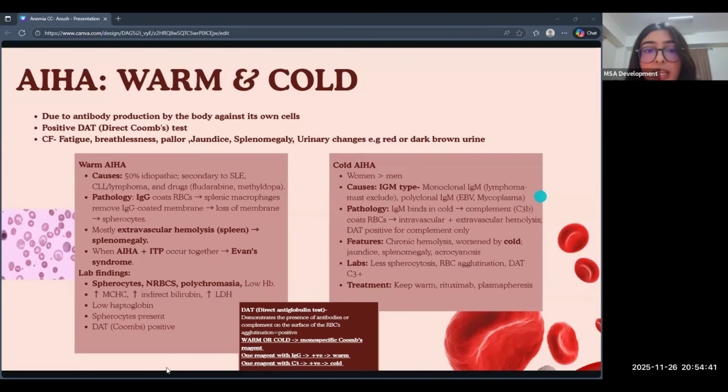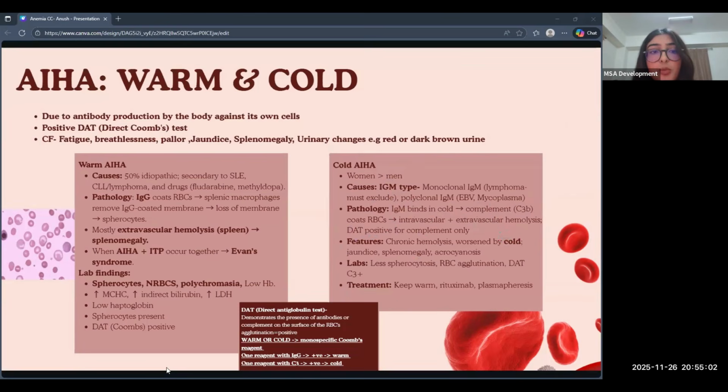Now, what's the cause of it? IgM. I need you to remember IgM. That's all I need you to remember. Cold AIHA, IgM. Now let's talk about the pathology. So IgM binds in the cold and causes complement C3b to coat the RBC. That causes intravascular and extravascular hemolysis.